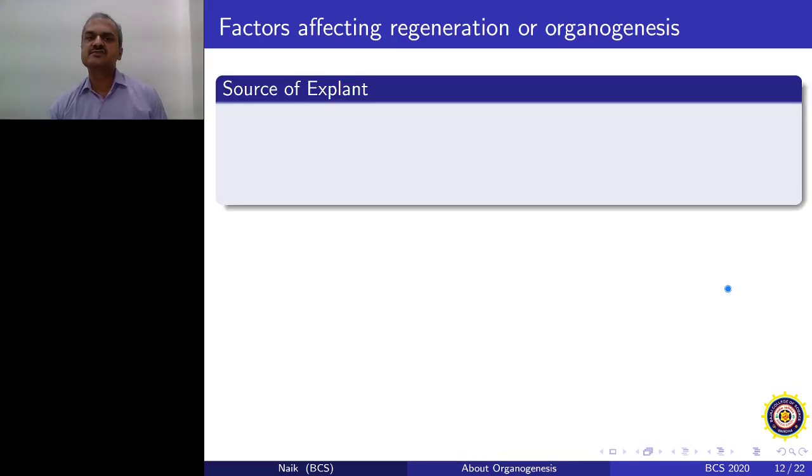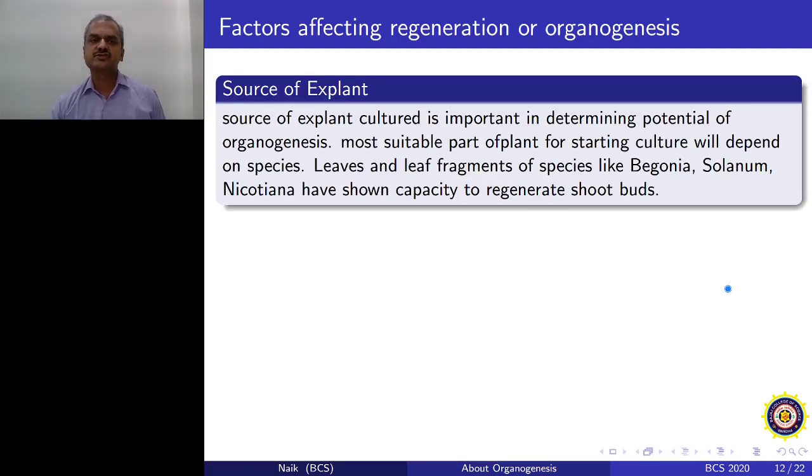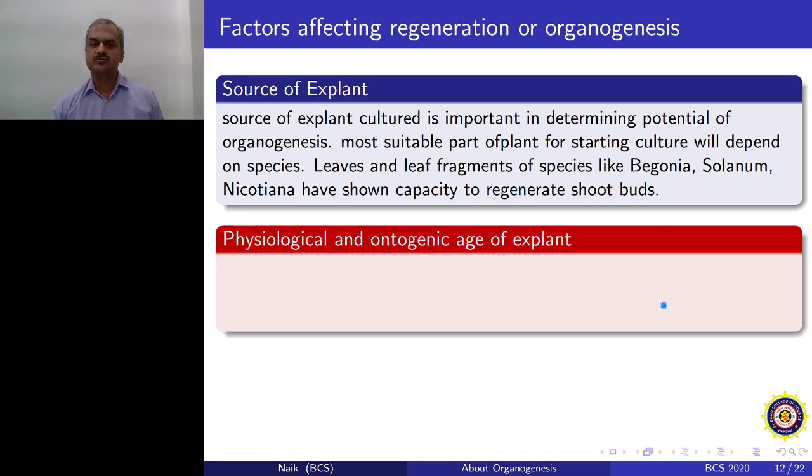So there are various factors which affect regeneration and organogenesis. First is the source of explant. The source of explant which is cultured is important in determining the potential of organogenesis. The most suitable plant part for the starting culture depends, of course, upon the species, but it is found that leaf and leaf fragments of species of Begonia, Solanum and Nicotiana have shown the capacity to regenerate shoot buds. So these kinds of leaf tissues from younger shoots have a capacity to produce complete shoot formation.